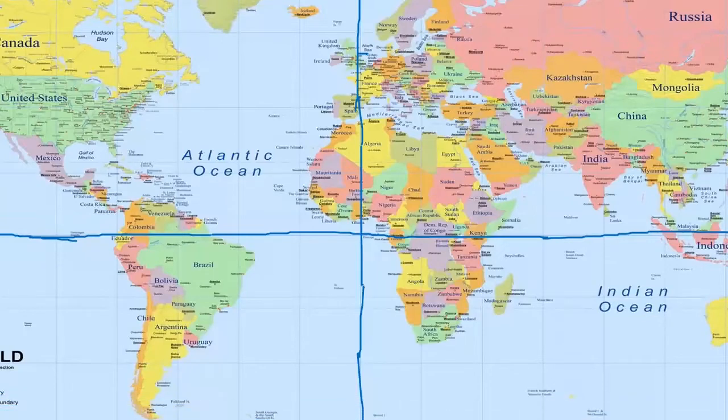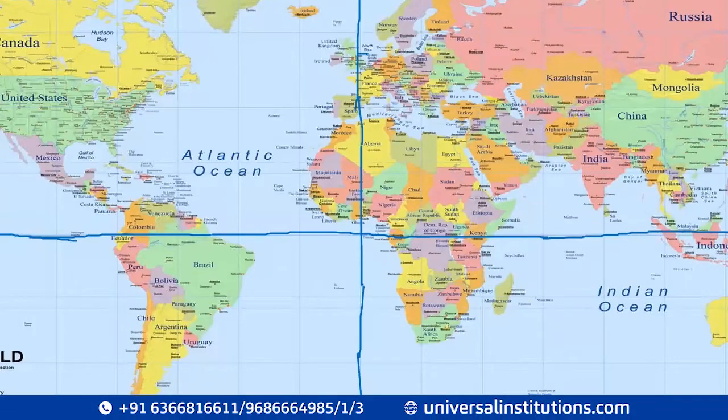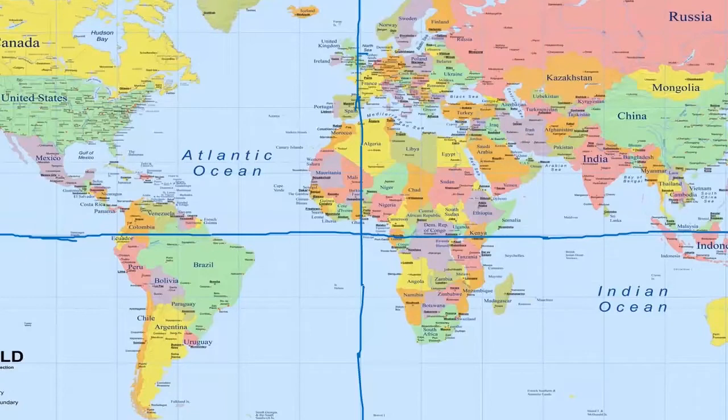So please mark 15, 30, 45 in your atlas, 60, 75, 90, 105, 120. All this is east. This side is west. This side we have 12 time zones. Okay, 120, 135, 150, 165, 180. All of you got it?